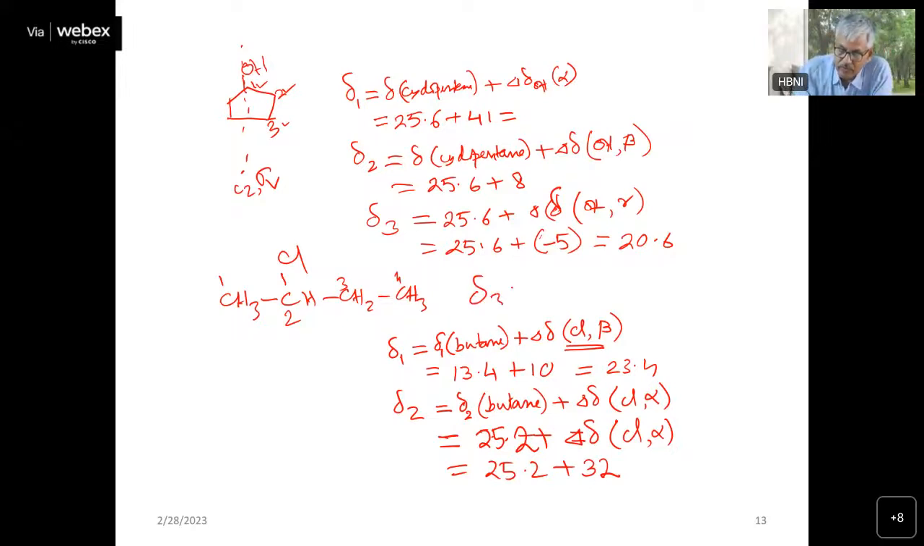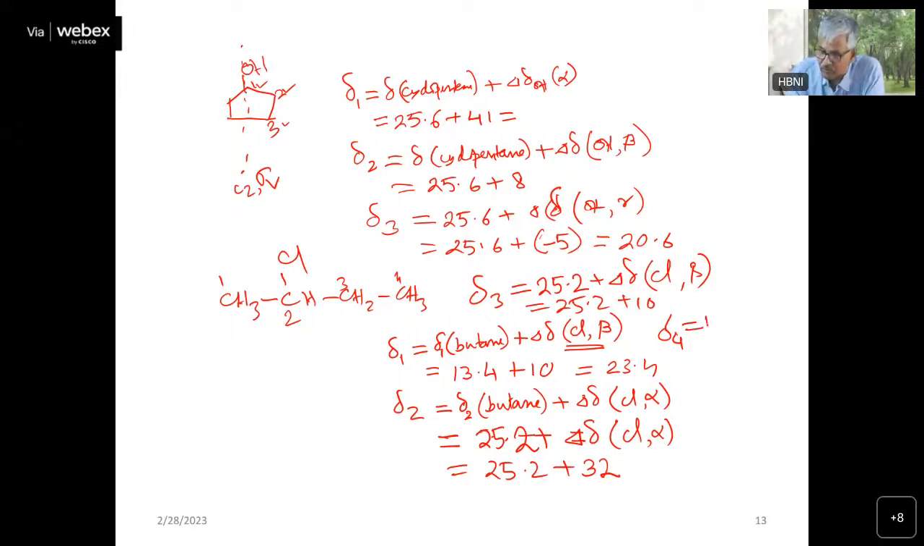So delta 3 will be, again, it will be the 25.2 plus now delta chlorine beta, and we have seen that is nothing but 10. So it will be 25.2 plus 10. It is very easy. And what will be the delta 4? The carbon 4. Carbon 4 will be 13.4. That is the base value plus delta chlorine gamma.